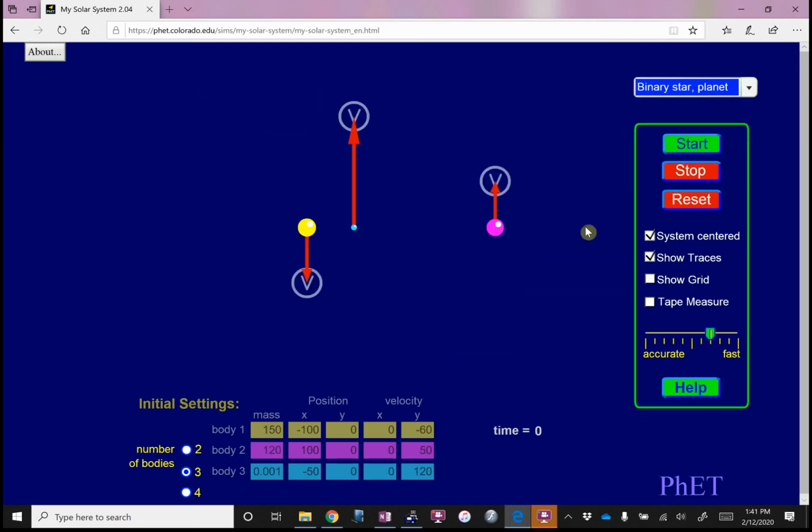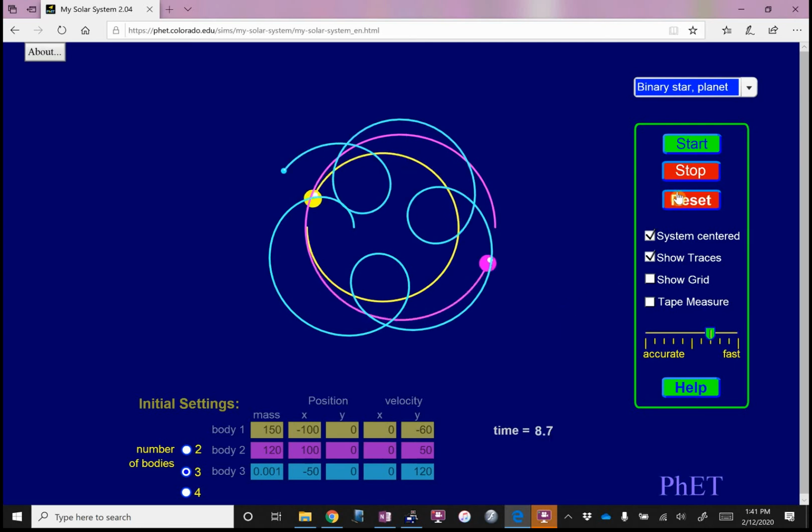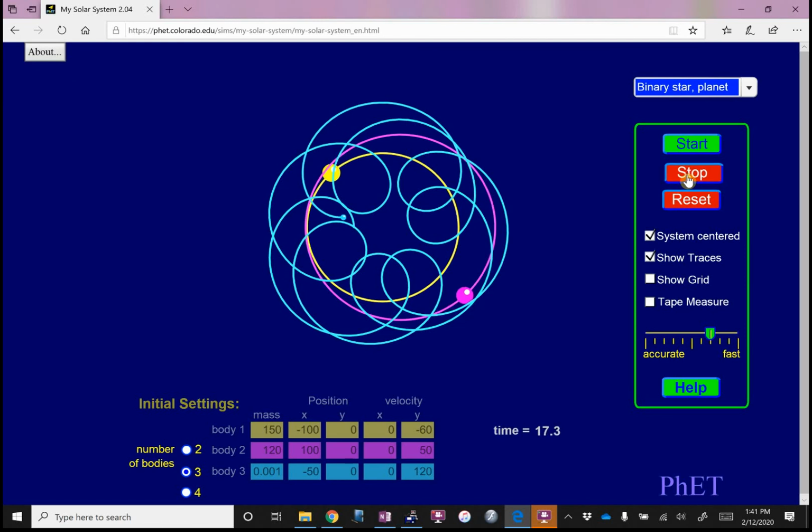Luke Skywalker grew up legendarily on a binary star planet, Tatooine. So we can model that mathematically. So here is a stable orbit with a planet and two binary stars. This would be a little bit interesting because, for example, right now there would be no nighttime on this planet because you've got a star on either side.